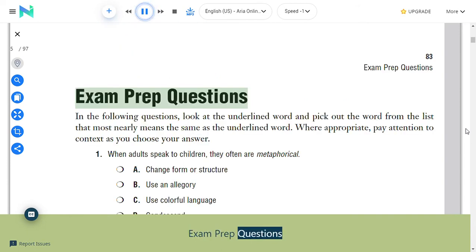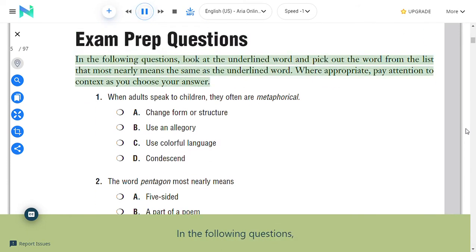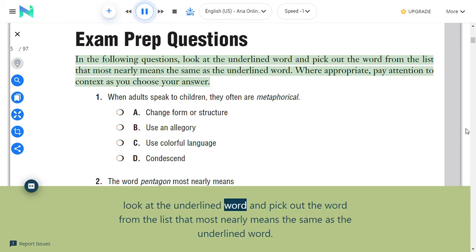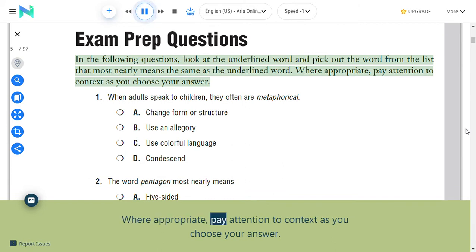Exam prep questions. In the following questions, look at the underlined word and pick out the word from the list that most nearly means the same as the underlined word. Where appropriate, pay attention to context as you choose your answer.